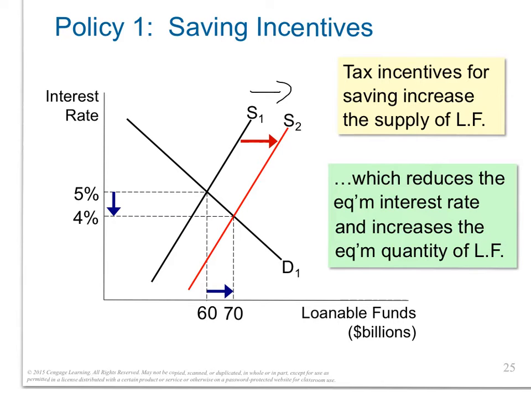The third step is we need to compare the two equilibria, before the policy is implemented and after the policy is implemented. Before, the equilibrium interest rate, as you see here, is 5%. Now, because there is more money available in the banks, mutual funds, everywhere to be given as loans, the interest rate will decrease to 4%.